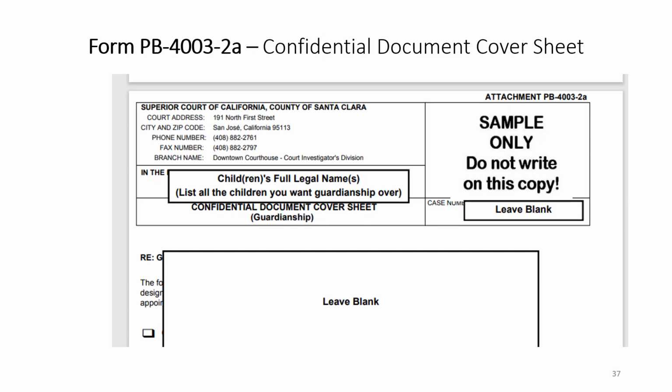The next set of forms are a series of confidential forms which are used by the court to conduct a background check and investigation. These forms are confidential and will be viewable only by court staff. These forms will not get served on anyone. Form PB-4003-2A is the cover sheet for the next several forms. The only thing you will need to fill out here is the child or children's names in the caption.